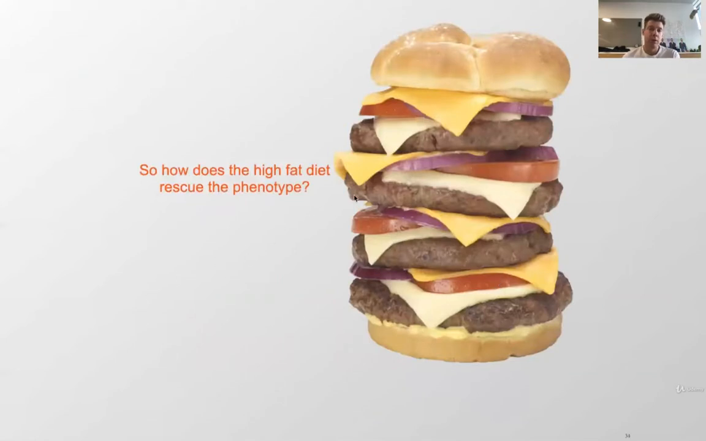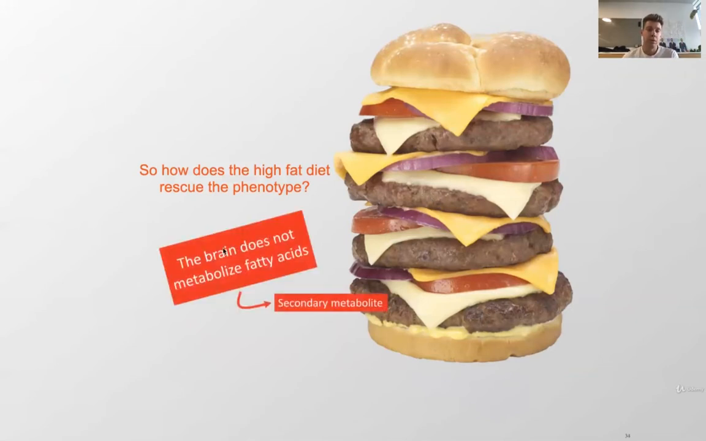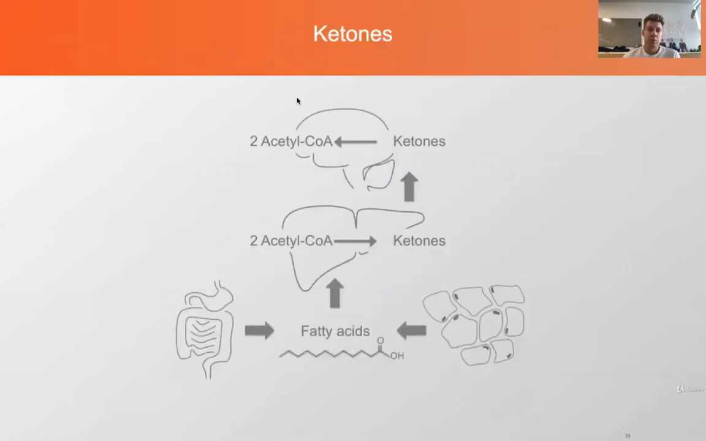All right, but we still have not answered the question, how could the high-fat diet actually work? So we know that the brain does not metabolize fatty acids, so it could be a secondary metabolite. And one potential metabolite, or group of metabolites, could be ketones. So ketones are synthesized by a breakdown of fatty acids. So fatty acids come either through the food intake or through fatty acids that are metabolized from adipocytes.